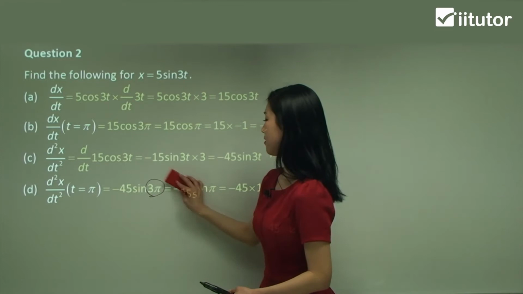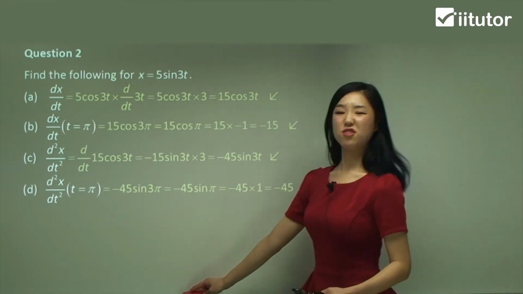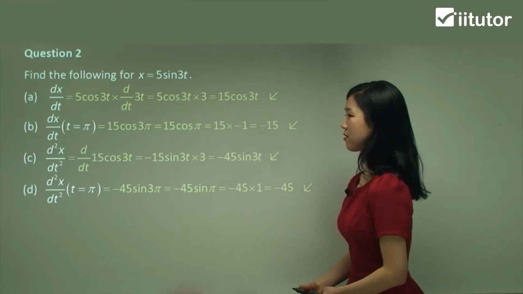And you know that sine pi is 1, so multiply those together to just get -45. Okay, and that's it guys. So do you get the idea? It's very repetitive, isn't it? That was question 2.